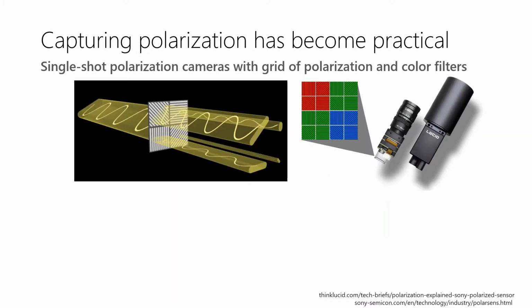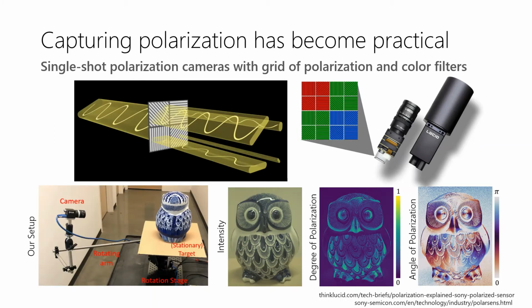With the advent of commodity on-chip polarization sensors, capturing polarization has become practical. These cameras have a grid of polarizer and color filter arrays, enabling RGB polarization capture in a single shot. We utilize this snapshot polarization camera to obtain multi-view polarization images.